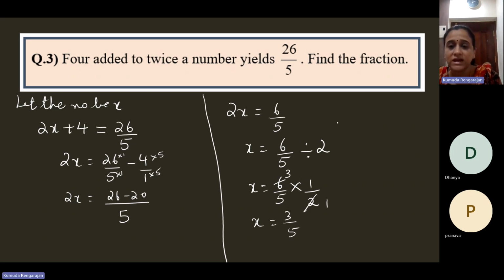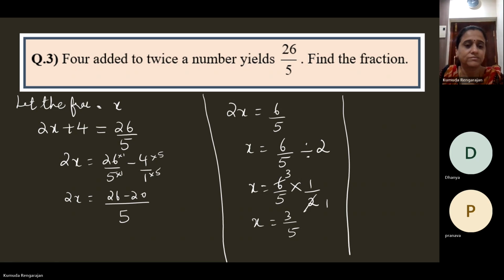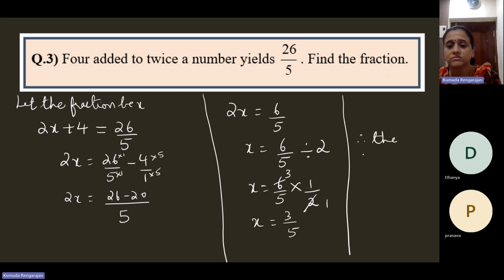Therefore, the number or the fraction is... So find the fraction. So you can say let the fraction be x. Therefore, the fraction is 3 by 5.